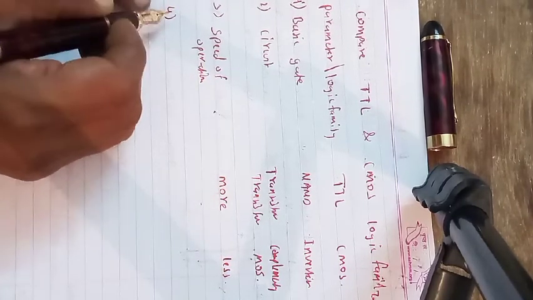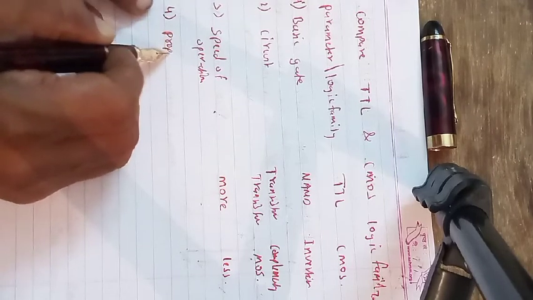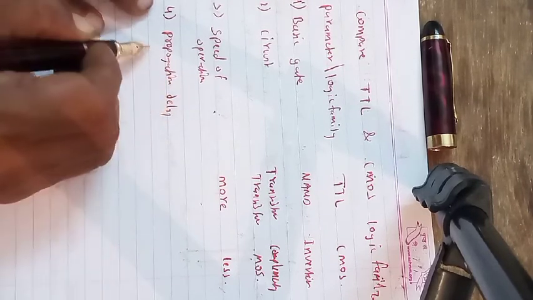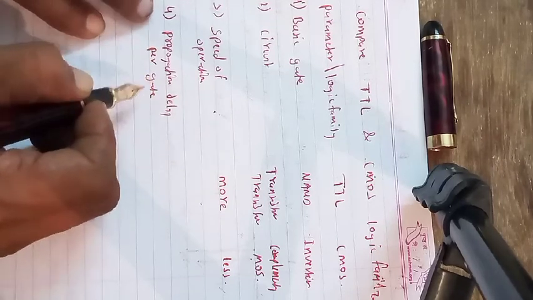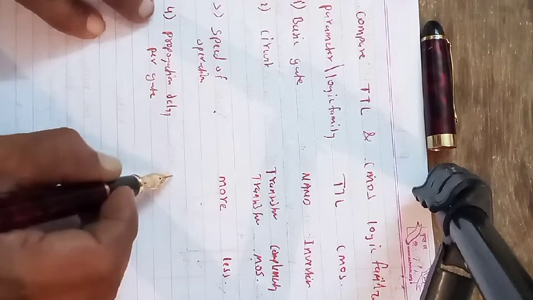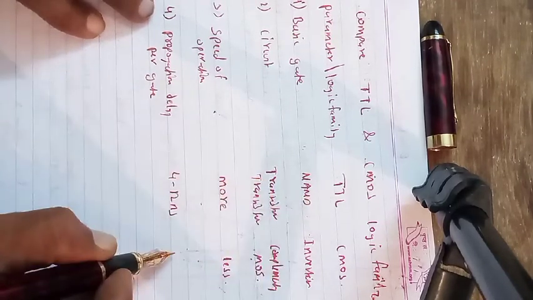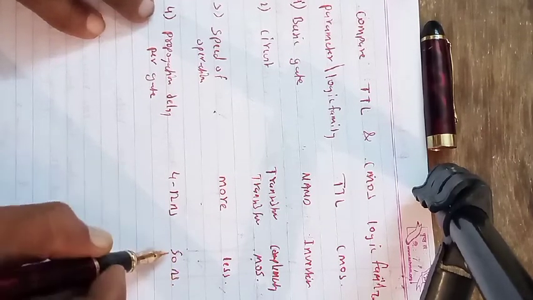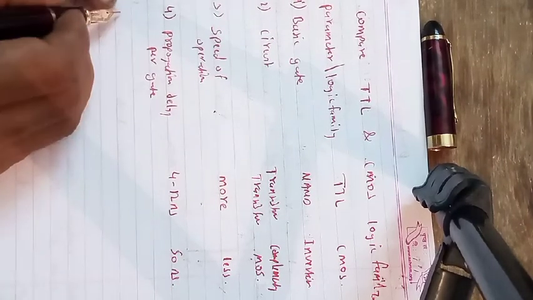Then the fourth, the propagation delay time per gate. The propagation delay for that particular gate is 4 to 12 nanoseconds for a TTL, and for CMOS it is 50 nanoseconds. This 50 nanosecond I told you in the circuit diagram explanation.